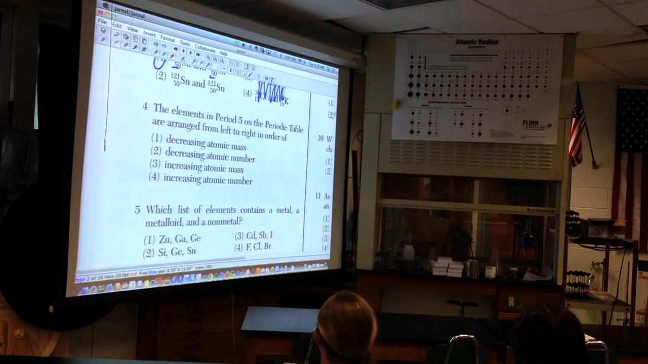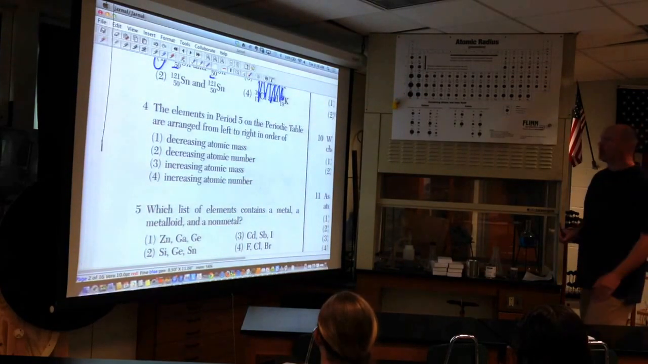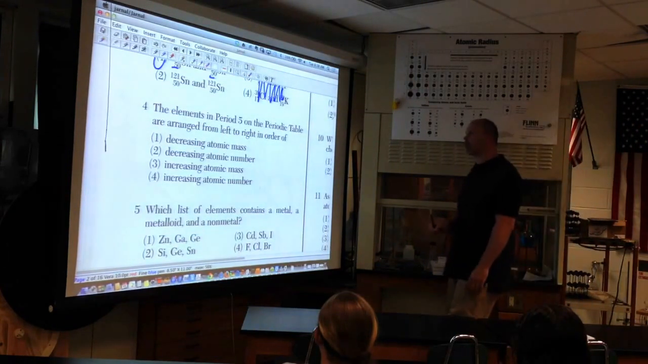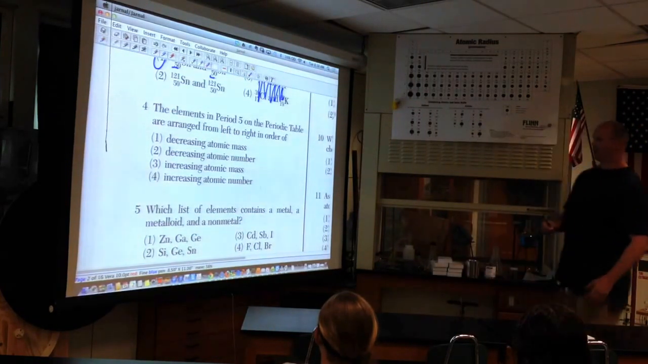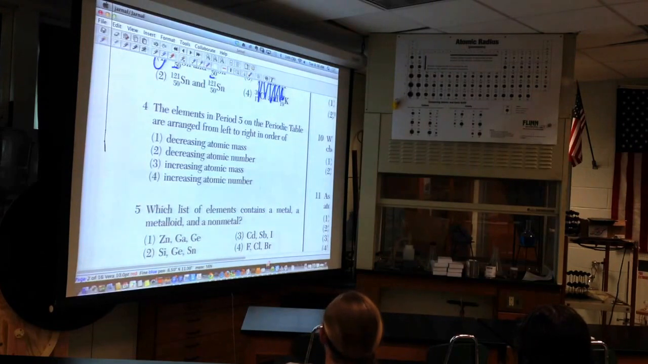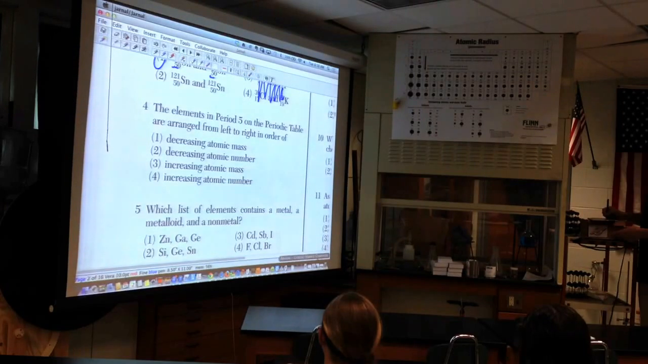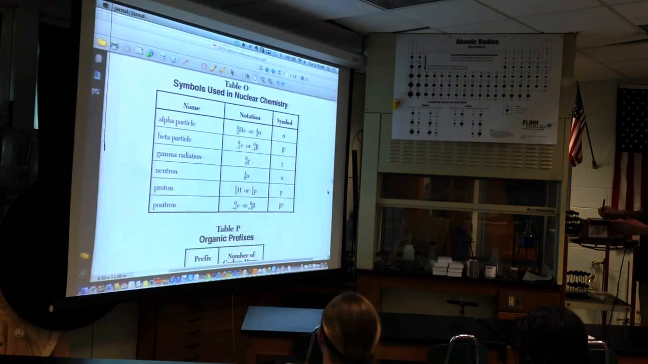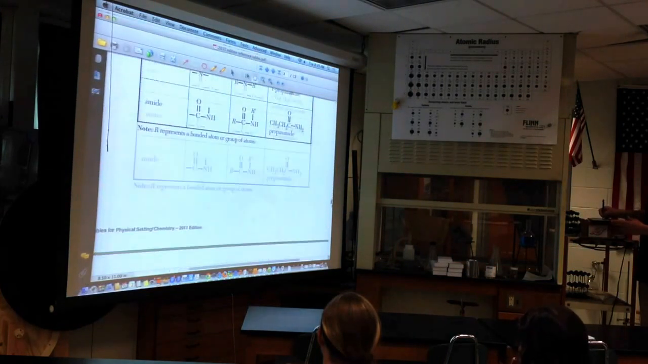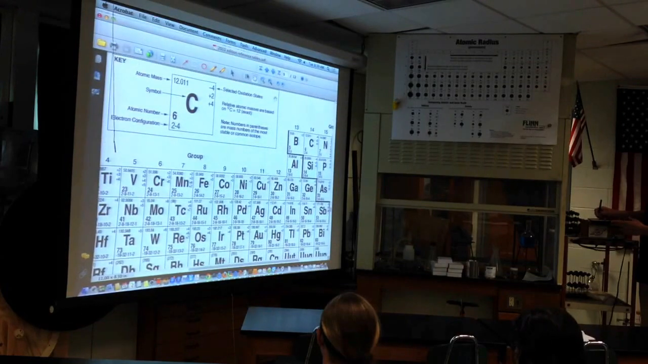Elements on period 5, that's going to be row 5 on the periodic table, are arranged left to right in order of... well, this is a fancy way of saying how are the atoms arranged. Okay? Now, this is a tricky question sometimes because some people think they're in order of atomic mass.